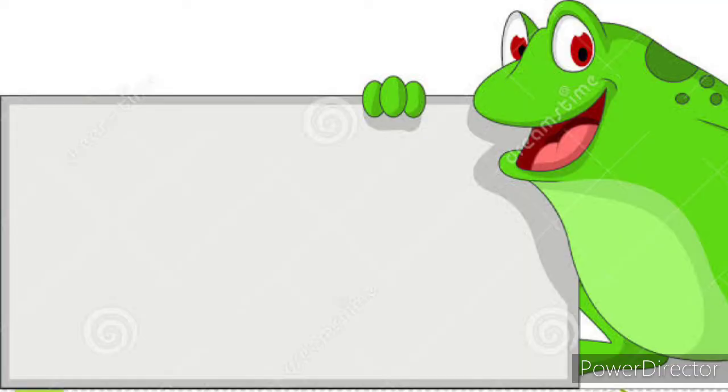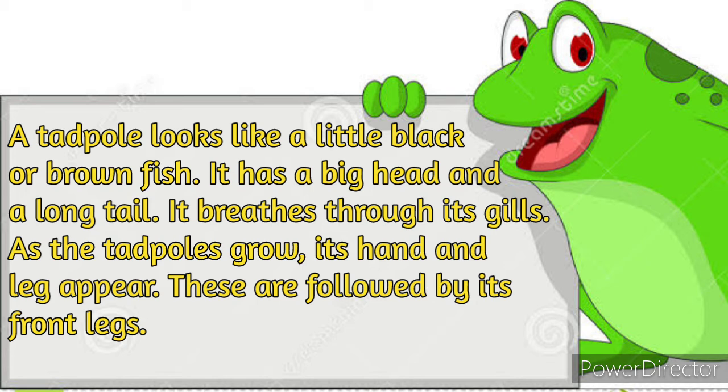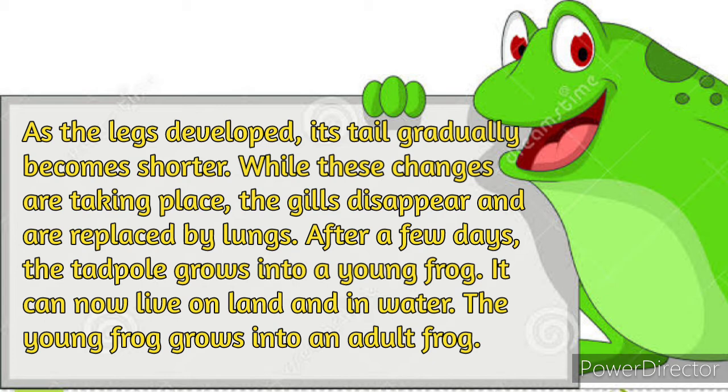Frog life cycle. In the early stages of the frog life cycle, the eggs and tadpoles stay in the water. A fertilized egg of a frog grows into small tadpoles. A tadpole looks like a little black or brown fish. It has a big head and a long tail. It breathes through its gills. As the tadpoles grow, its head and legs appear. These are followed by its front legs. As the legs develop, its tail gradually disappears.